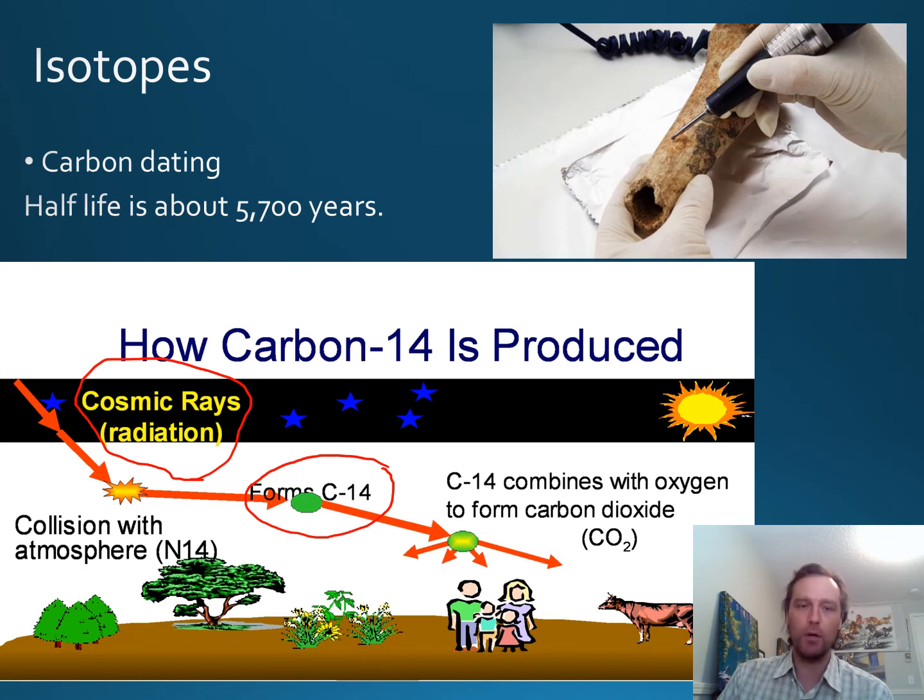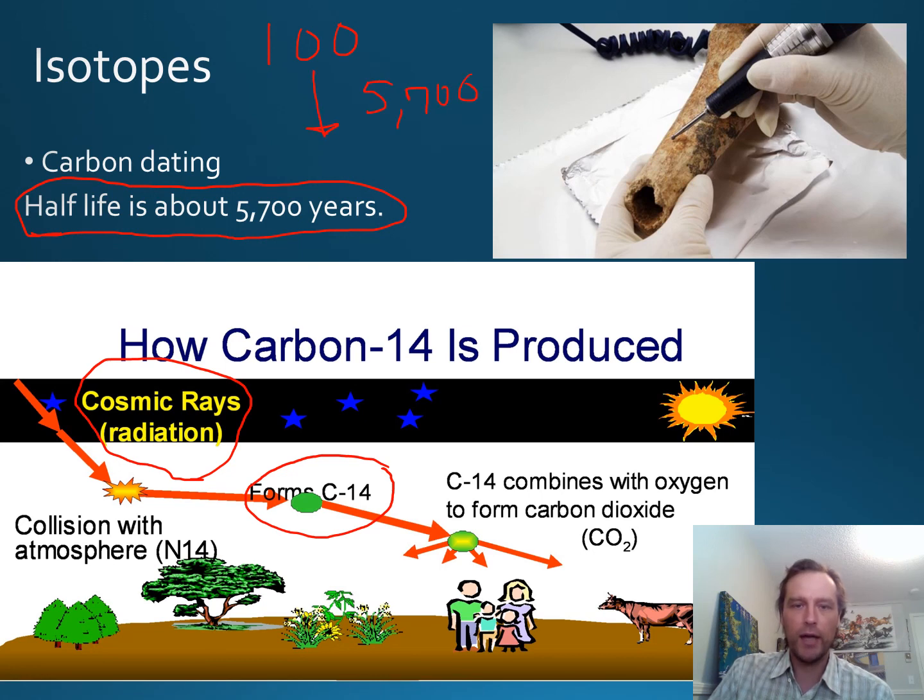Carbon-14 is not stable. Carbon-14, look up here, it has a half-life that is about 5,700 years. What does a half-life mean? It means if we had 100 carbon-14 atoms, if we waited 5,700 years, then we would only have 50 left.